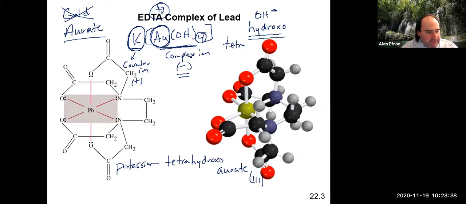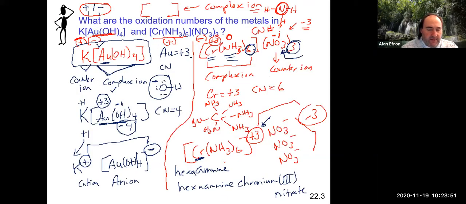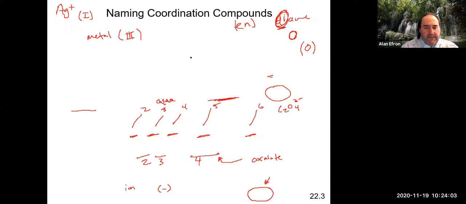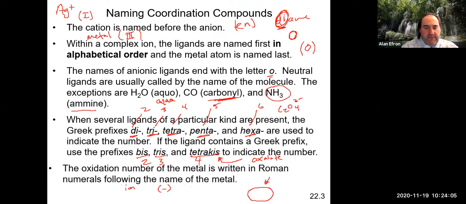So that's the situation where you would want to use the older school name for the metal, is when the metal is part of a complex ion that's negative. And that is why on this one on the right, we just used the regular name of chromium, because the complex ion was positive. Any questions on that? Okay.